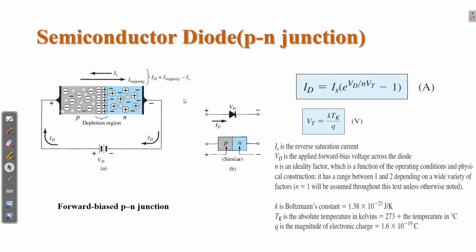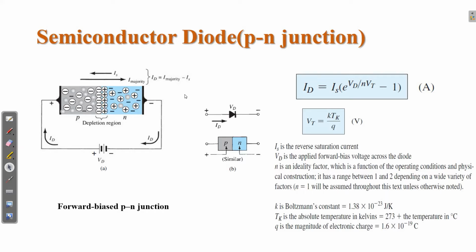So when no bias is given across the PN junction diode, ID, the net current, is 0. When a reverse bias is applied, that is when VD is negative, we saw that the ID is mostly due to the movement of minority charge carriers, and it equals the reverse saturation current IS for a very long range of negative VD values, that is for reverse bias voltages.